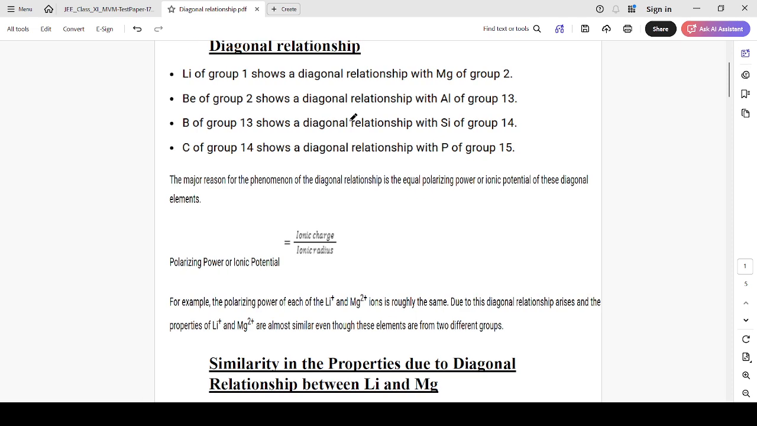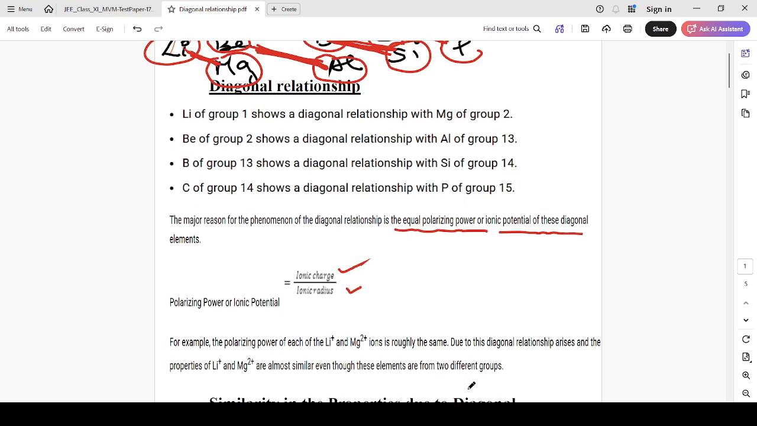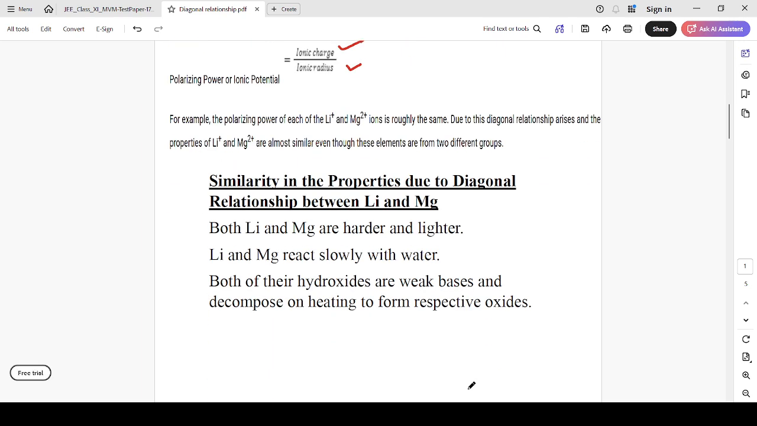There is a reason why they show a diagonal relationship. The reason is that they have equal polarizing power or ionization potentials. Polarizing power is given by ionic charge divided by ionic radius. If I do the calculation, I find both of these diagonal elements have the same values. So in that case, I call them diagonal elements. There are certain properties they show.